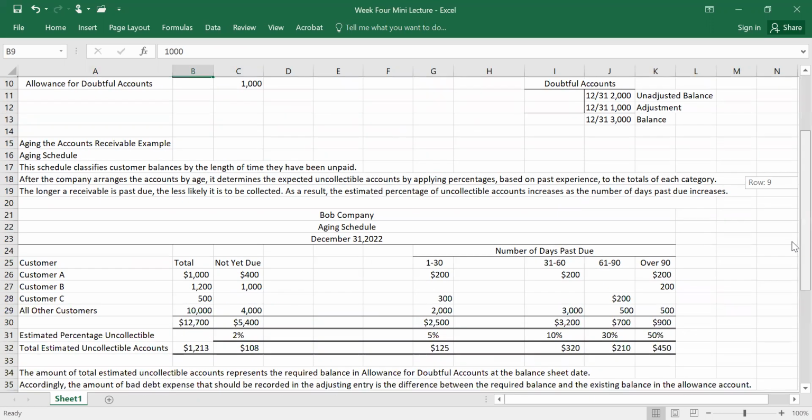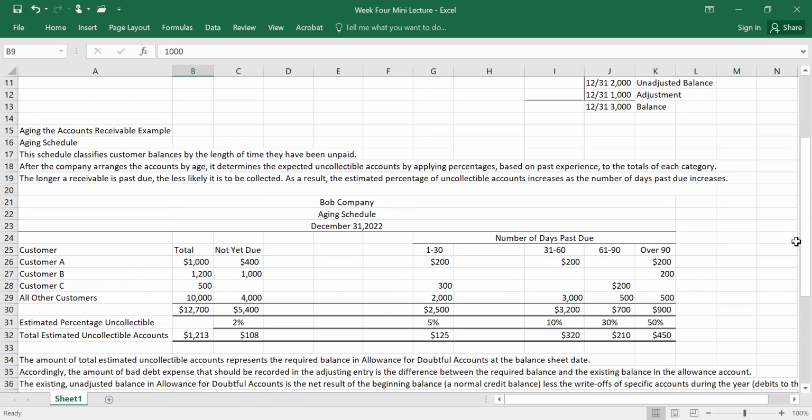Next one is an example of the aging schedule. So this schedule classifies customer balances by the length of time they've been unpaid. So after the company arranges the accounts by age, it determines the expected uncollectible accounts by applying percentages, and they're going to base that on past experience to the totals of each category. Generally, the longer a receivable is past due, the less likely it is to be collected.